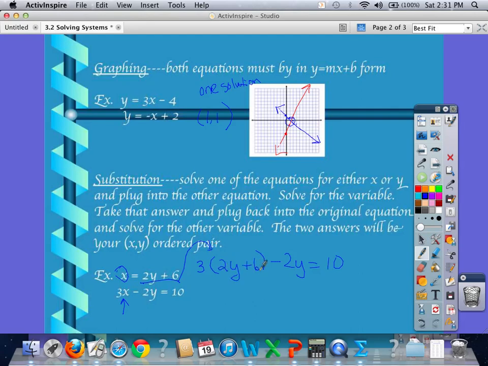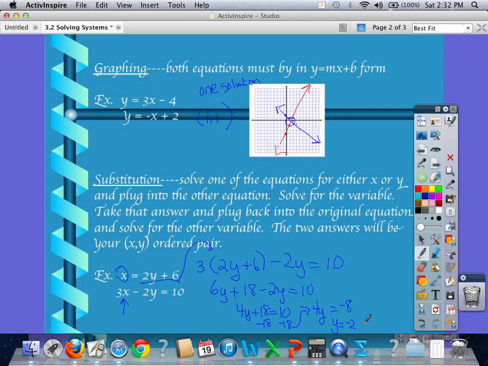And then you go ahead and distribute and solve. So this is going to be 6y plus 3 times 6 is 18 minus 2y equals 10. Put your y's together. That's going to make 4y plus 18 equals 10. And then you keep on solving. You subtract 18, you subtract 18, and then you end up with 4y equals negative 8. Y will then be negative 2.